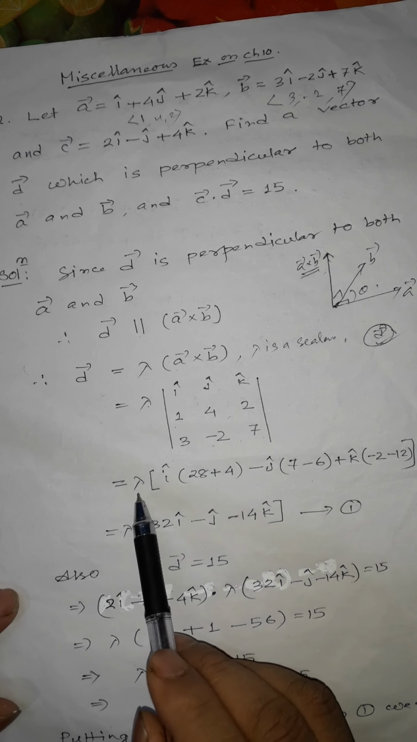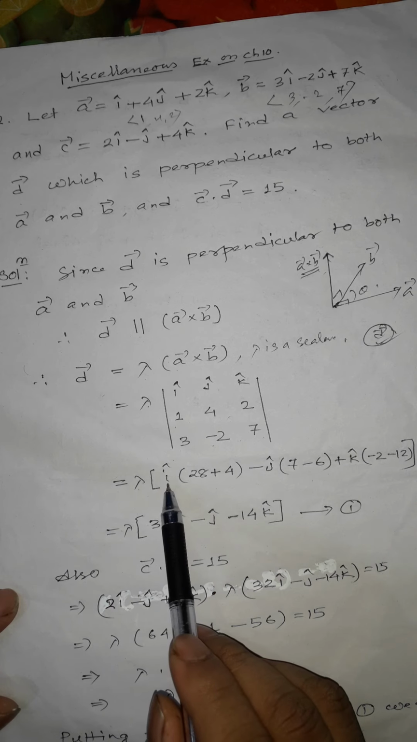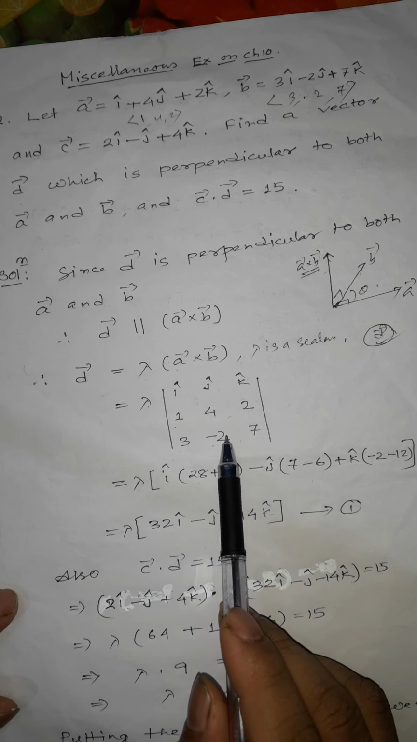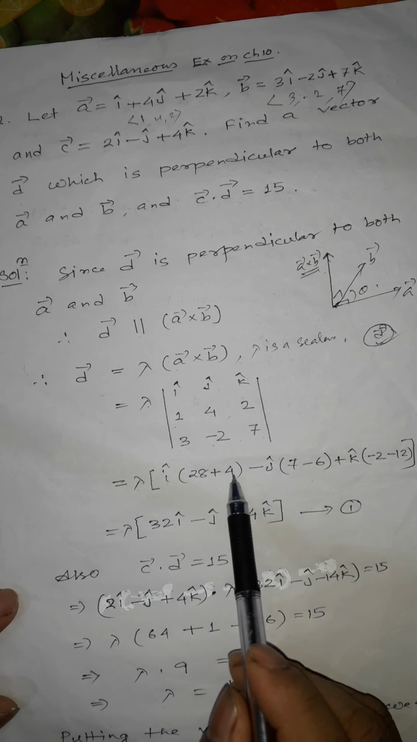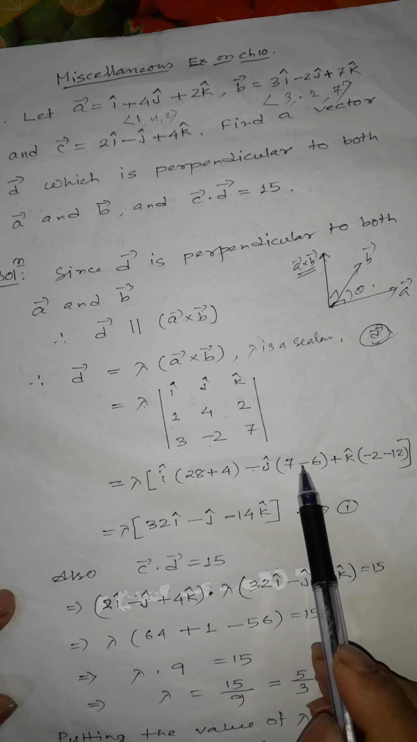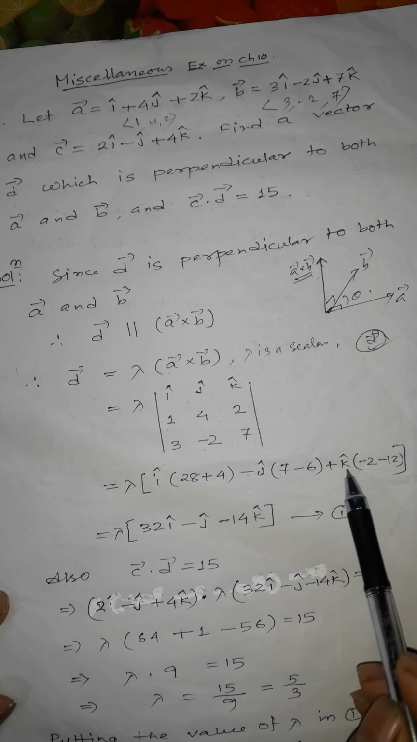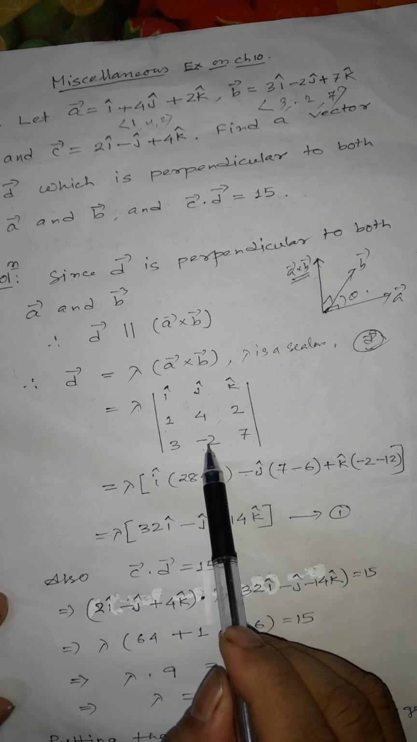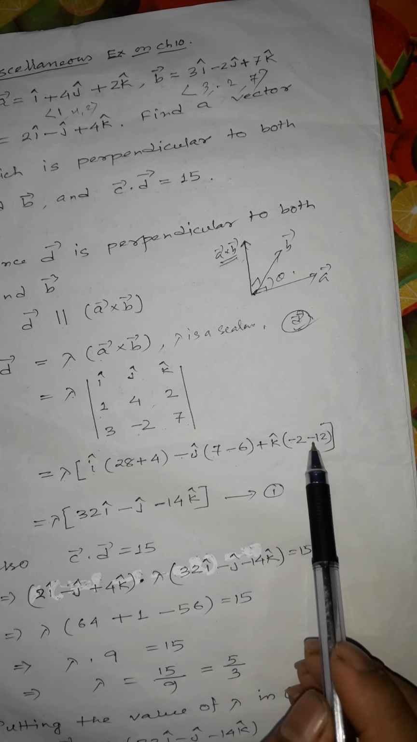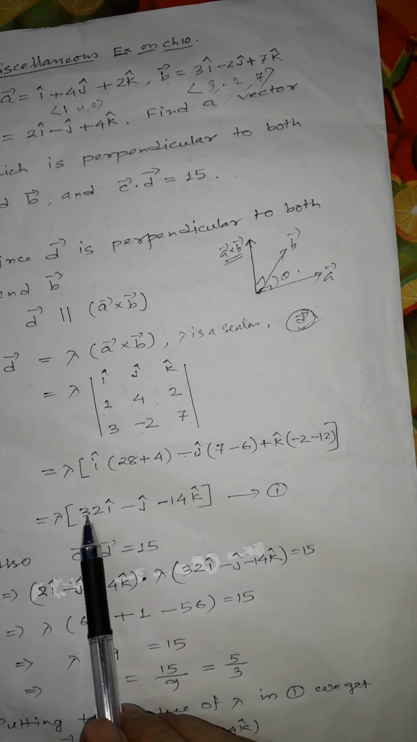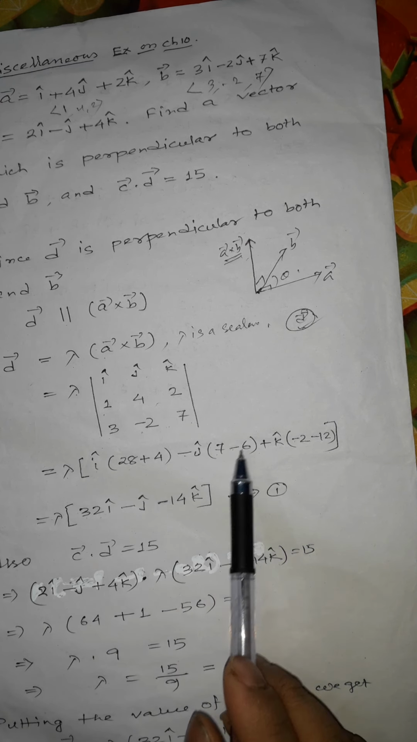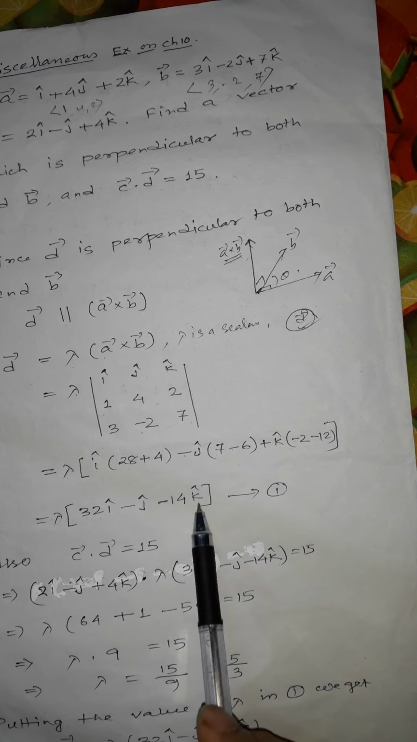Now expand the determinant. Lambda whole into i whole into 4 into 7 is 28, minus 2 into 2 is 4, minus minus 4 will be plus 4, minus j into 1 into 7 is 7, minus 3 into 2 is 6, plus k into 1 into minus 2 is minus 2, minus 3 into 4 is 12. So lambda whole into 32i, 28 plus 4 is 32i, 7 minus 6 is 1, minus j, and minus 14k.